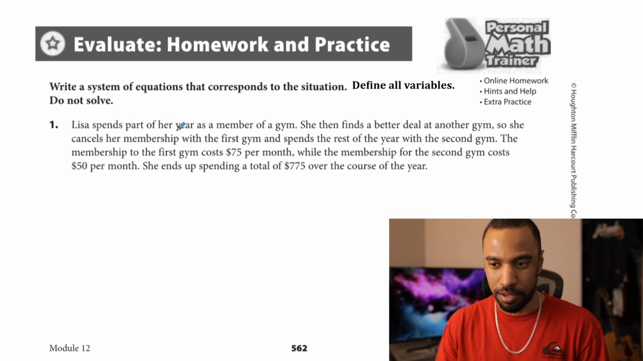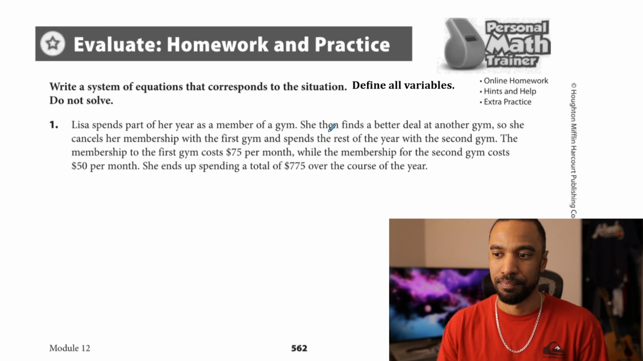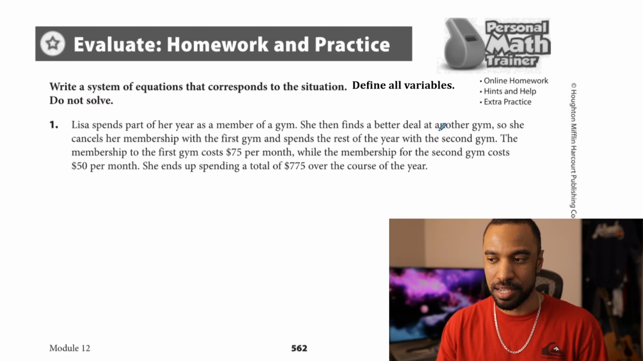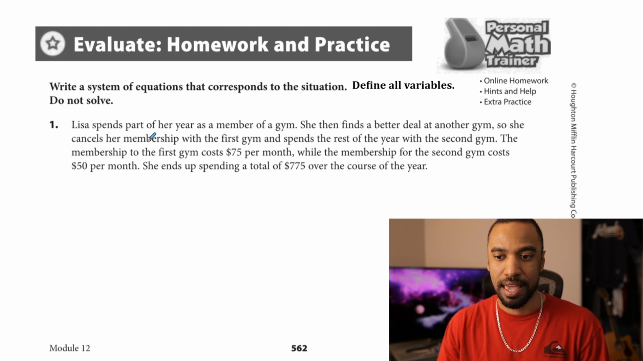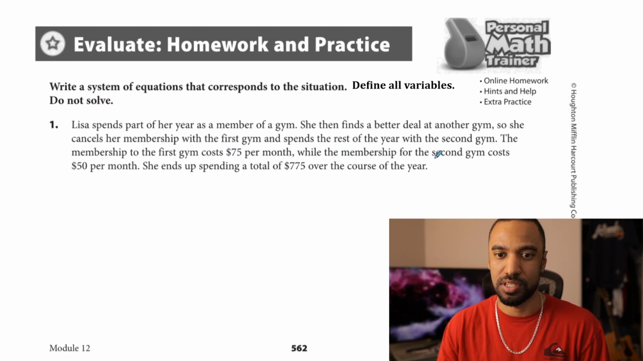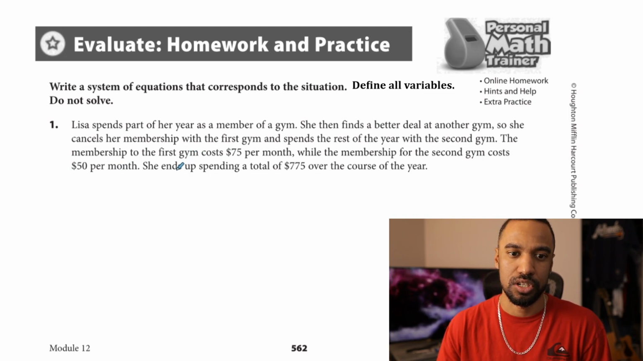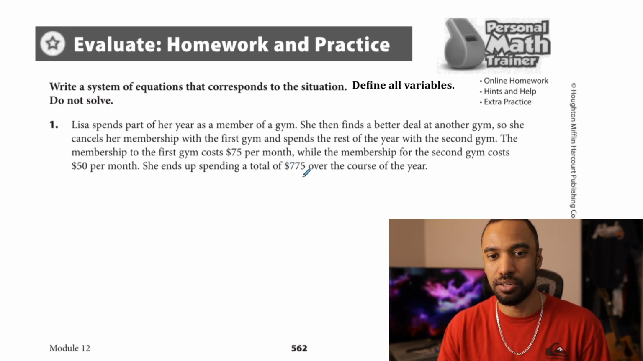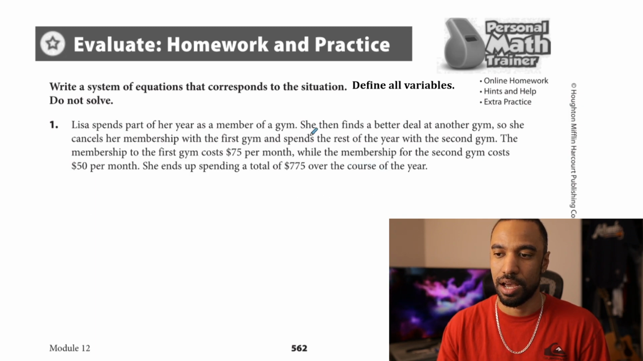Lisa spends part of her year as a member of a gym. She then finds a better deal at another gym, so she cancels her membership with the first gym and spends the rest of the year with the second gym. The membership to the first gym costs $75 per month, while the membership of the second gym costs $50 per month. She ends up spending a total of $775 over the course of the year.